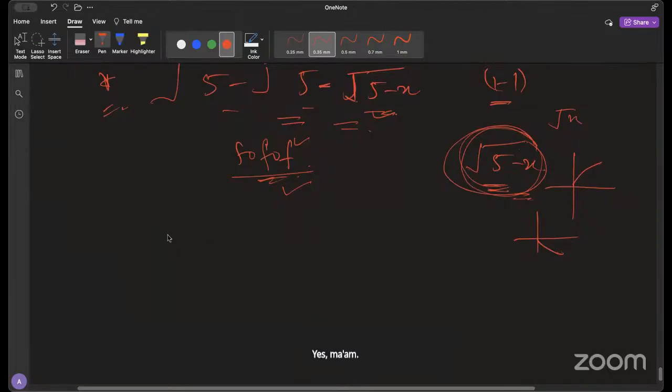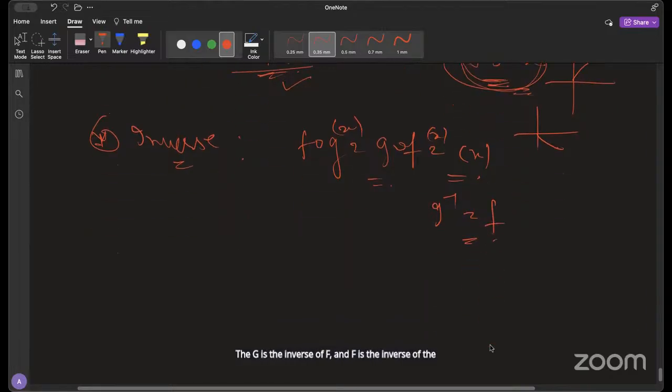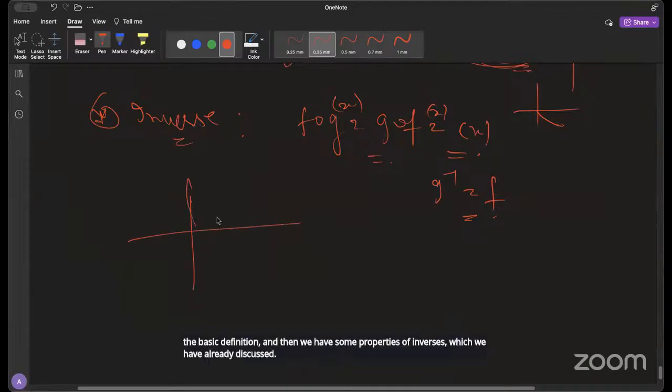Okay, and finally, we're on to the inverse functions. Inverse functions are big. So g is the inverse of f if f of g and g of f both give you x. If this is true from both compositions, then g is the inverse of f and f is the inverse of g. That's the basic definition, and then we have some properties of inverses which we have already discussed. But let's just discuss them.